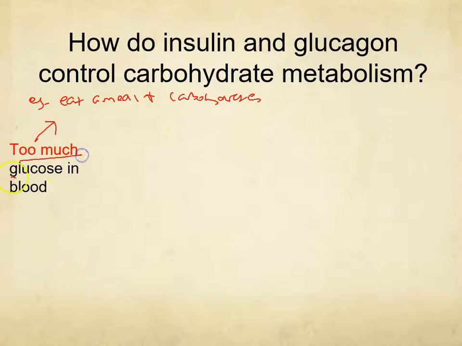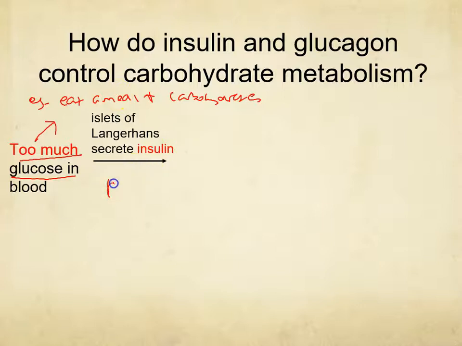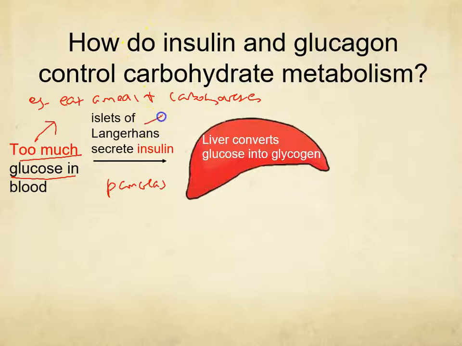So when there's too much glucose in the blood, what happens is that this sends a signal to the pancreas. The islets of Langerhans is found in the pancreas. You remember the pancreas also releases three different types of enzymes, right? Lipase, amylase, and trypsin. That is the digestive role of the enzymes of the pancreas. The pancreas also has another function, which is that it releases insulin, which is a hormone. Now, this hormone will travel from the pancreas in the blood to the liver.